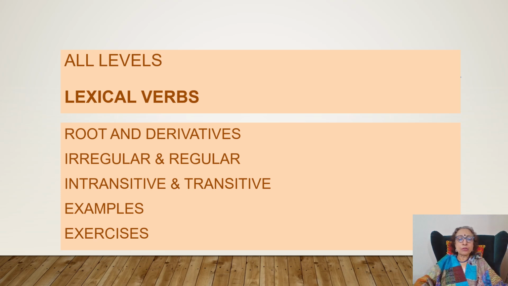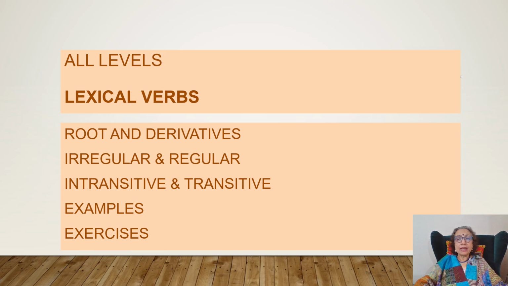Then we shall talk about the irregular and regular lexical verbs. We shall talk about intransitive and transitive verbs. Also, some verbs which are both transitive and intransitive, and some verbs which are ditransitive. For each of them, we shall have examples to help you to learn better, and then some exercises to test yourselves. Because if we learn some grammar, we need to test ourselves.